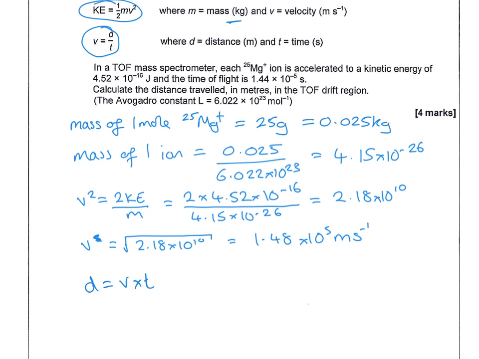It's going to be velocity times time. We've just worked out the velocity, and the time is given to us in the question. The units of velocity were meters per second, and time was in seconds, so that must leave the distance as meters. So the final answer is 2.13 meters.